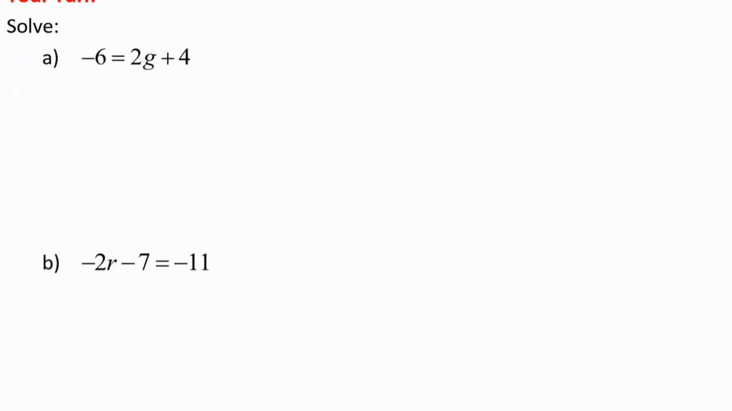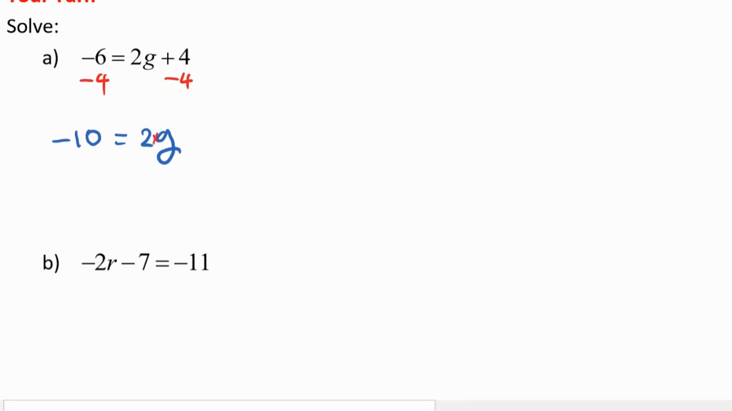So again, we're doing 2 steps. First step, isolate the term with g. Second step, isolate g. Okay, to isolate the term with g, we have to get rid of plus 4 from both sides. Okay, let's subtract. Then 2g will be negative 6 minus 4. So negative 6 minus 4 is negative 10. Okay, 2g equals negative 10.